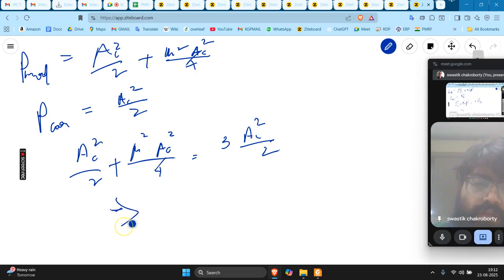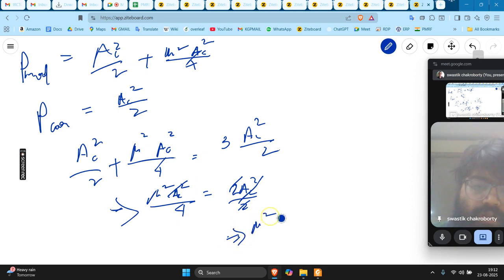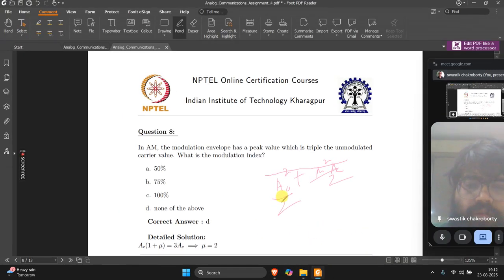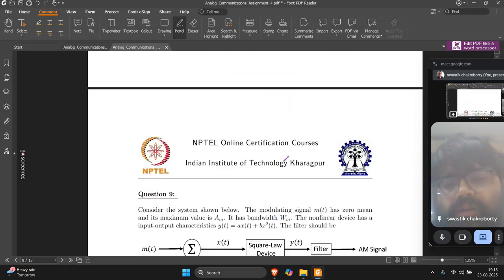So mu squared S squared by 4 is equal to 2 into S squared by 2. So this cancels, this cancels. So mu squared is 4, so mu is coming to be 2. Mu of 2 means it is over modulated. So the correct answer is D.